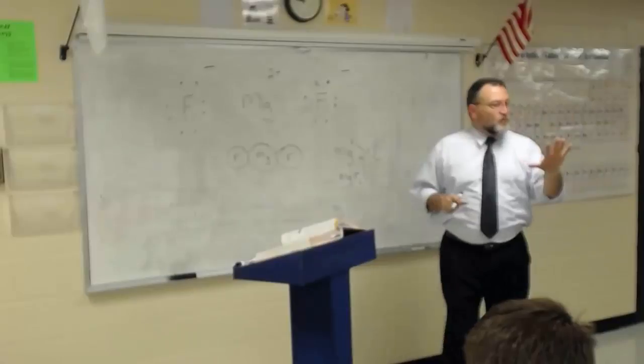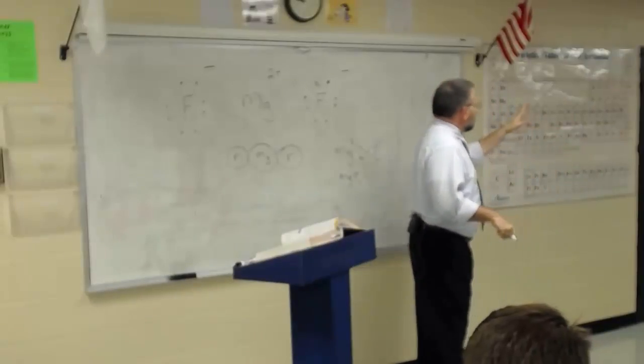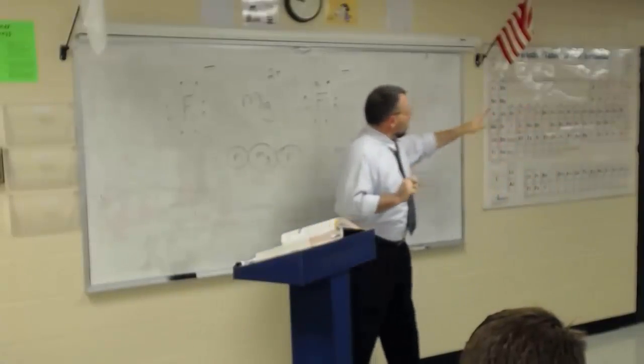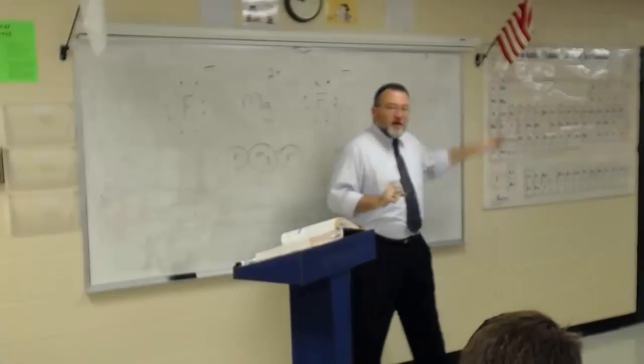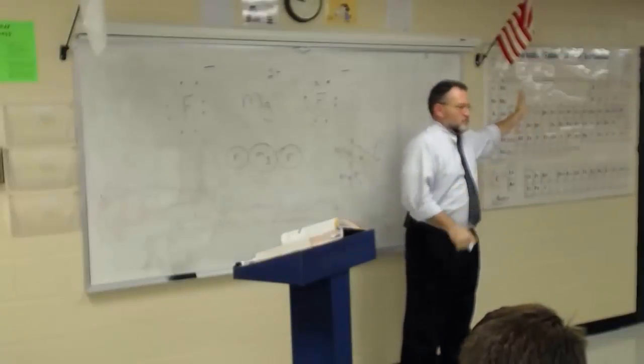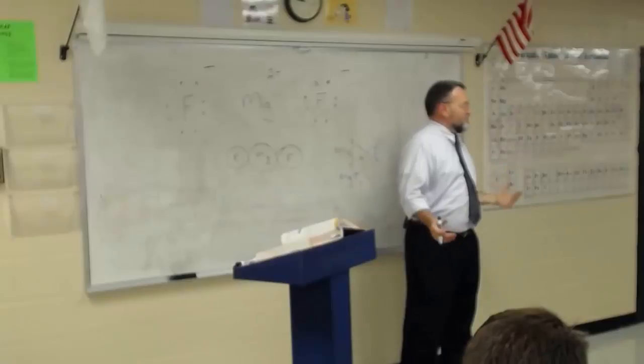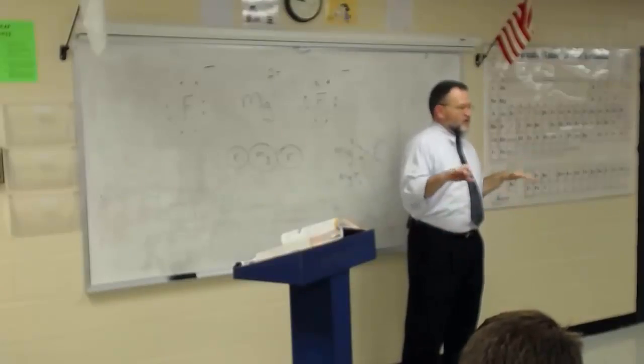Column 5 elements want to receive 3 to make 8. Column 6 elements want to receive 2 to make 8. Column 7 elements want to receive 1 to make 8. Column 8 elements want to be left alone. They're not interested. They're not going to play this game. They've already got all they want. They want people just to leave them alone.